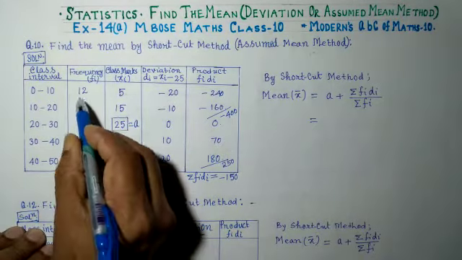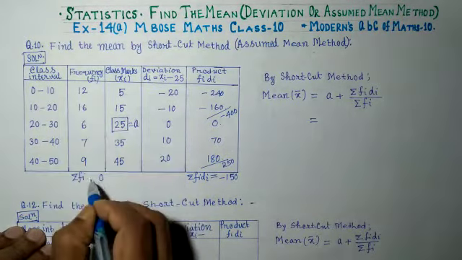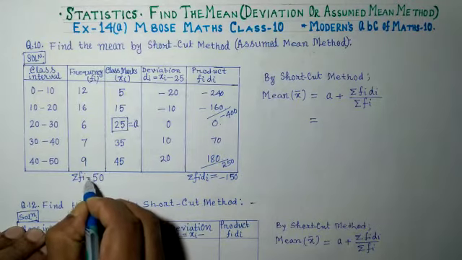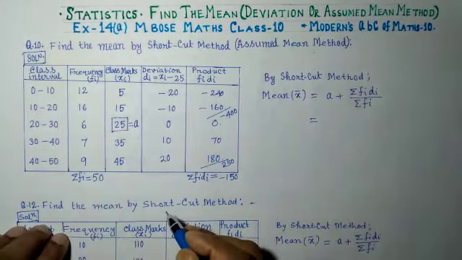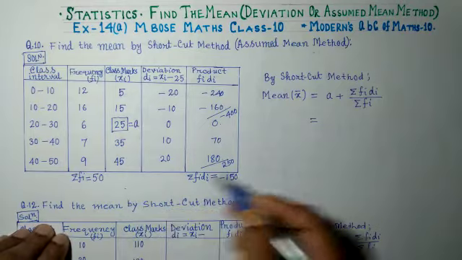Carry 3 plus 1 plus 3 plus 1, 4 plus 1, 5. So sigma fi equals 50. Okay, so now put this value in the formula.